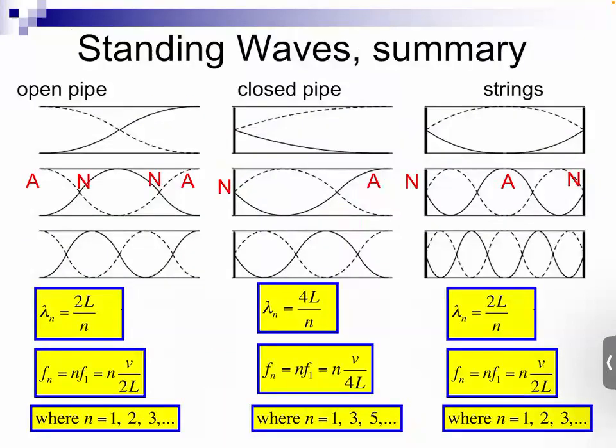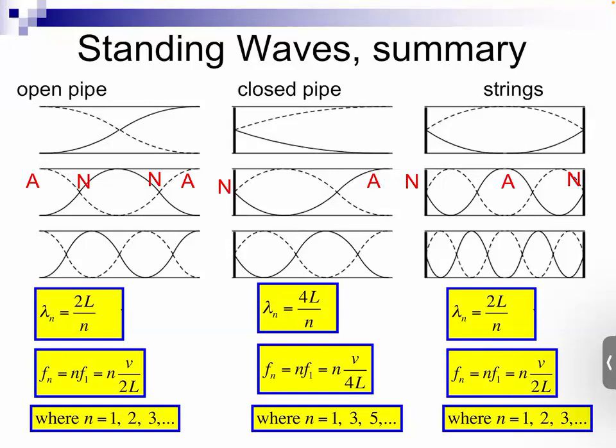Right. So this slide summarizes the 3 types of instruments. If you have a string, both ends are fixed. There are always nodes at both ends. And these equations you can use to find the wavelength and the frequencies of the string.